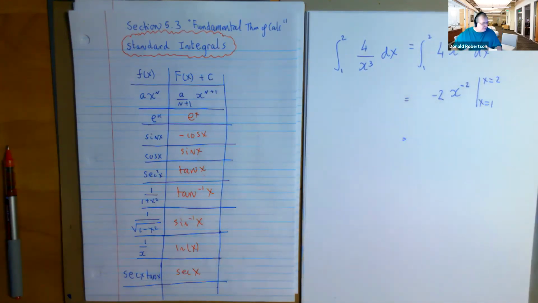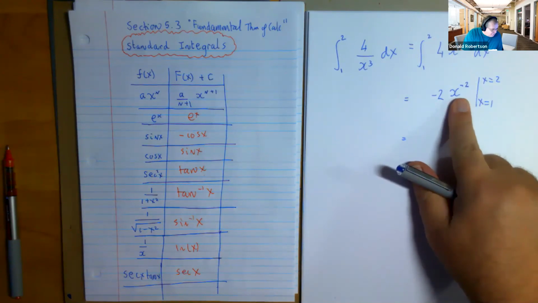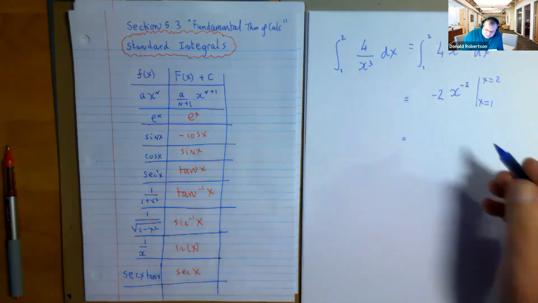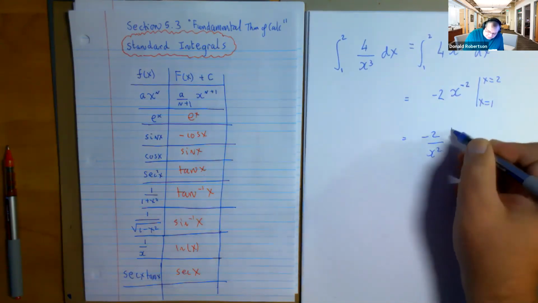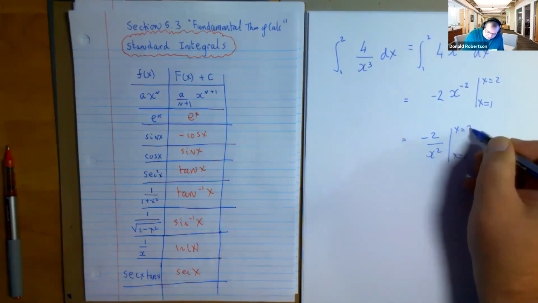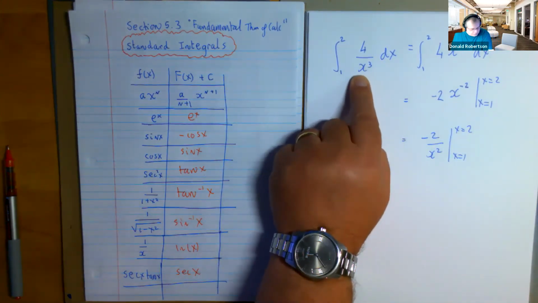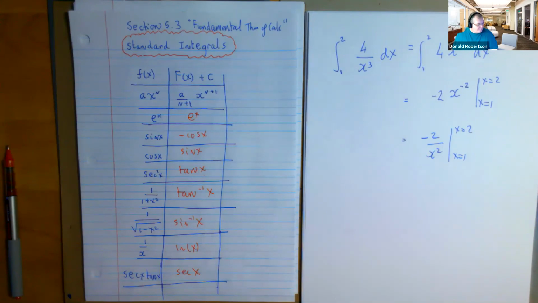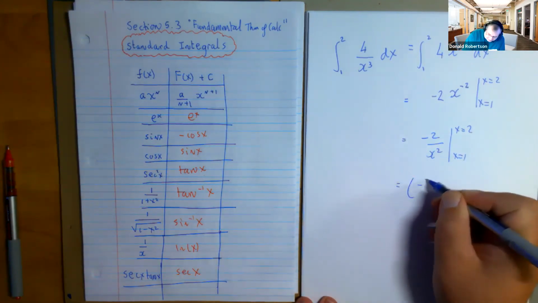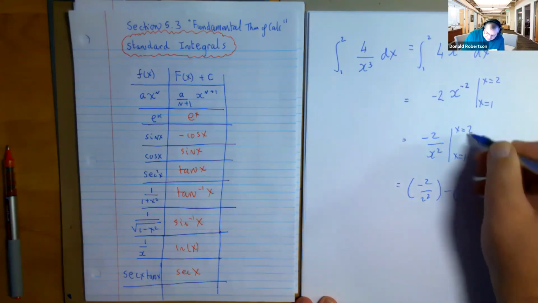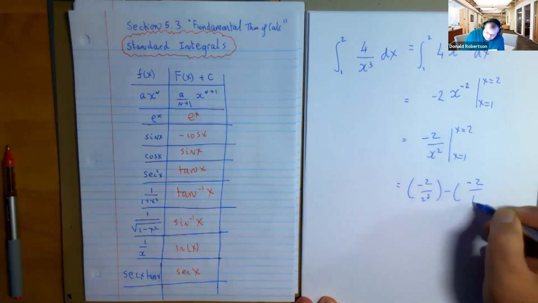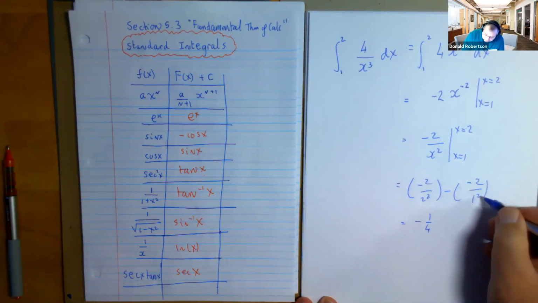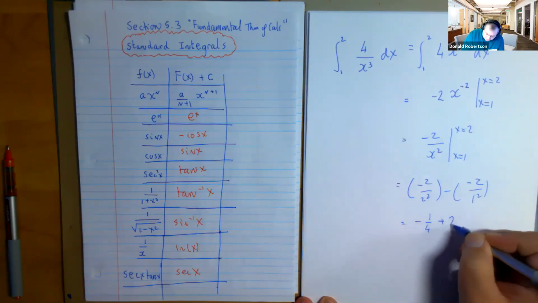But since I need exact values, that's not a good format. So remember my rule about returning to the original? This becomes the same as that. So do you see I'm using x's on the bottom become negative powers, and then later on I'm using negative powers become x's on the bottom. But this format is much nicer because I plug in 2 and then plug in 1. And this guy gets me -1/4. And this guy gets me 2 negatives, so it's a +2.